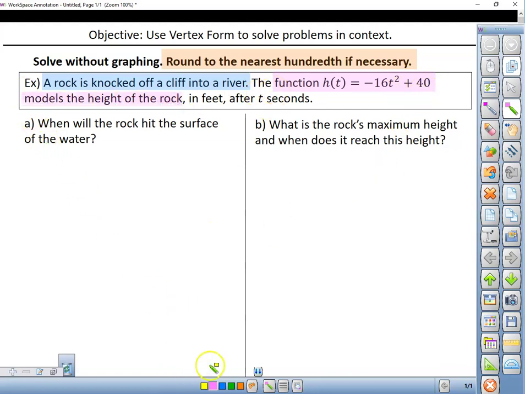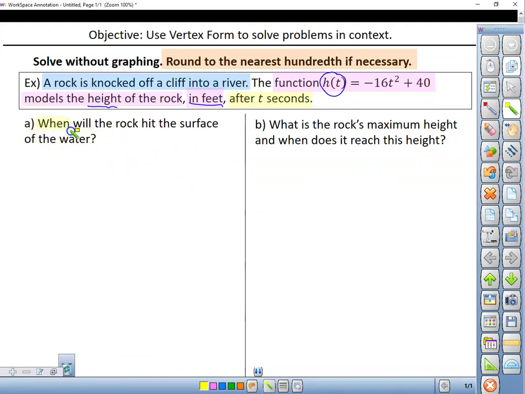Remember, function is referring to the y value. So this is saying our y, or our h of t, models the height of the rock, and that is going to be measured in feet. And then our t is like our x. That's our independent variable after t seconds. All right. First question says, when will the rock hit the surface of the water?